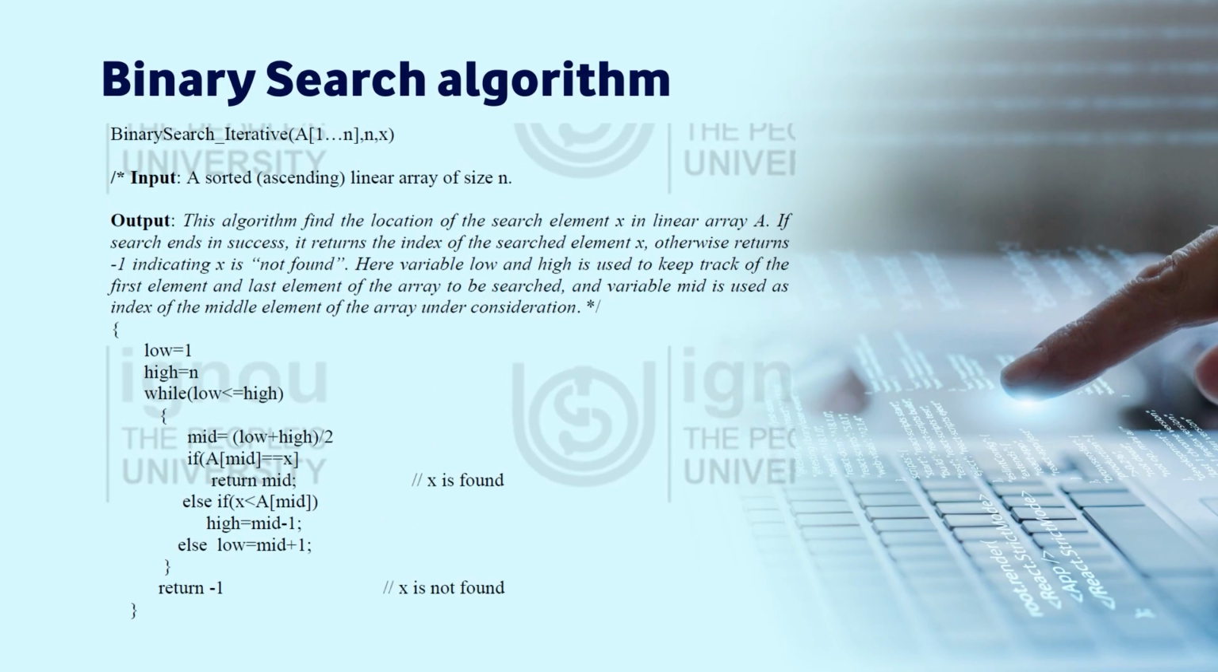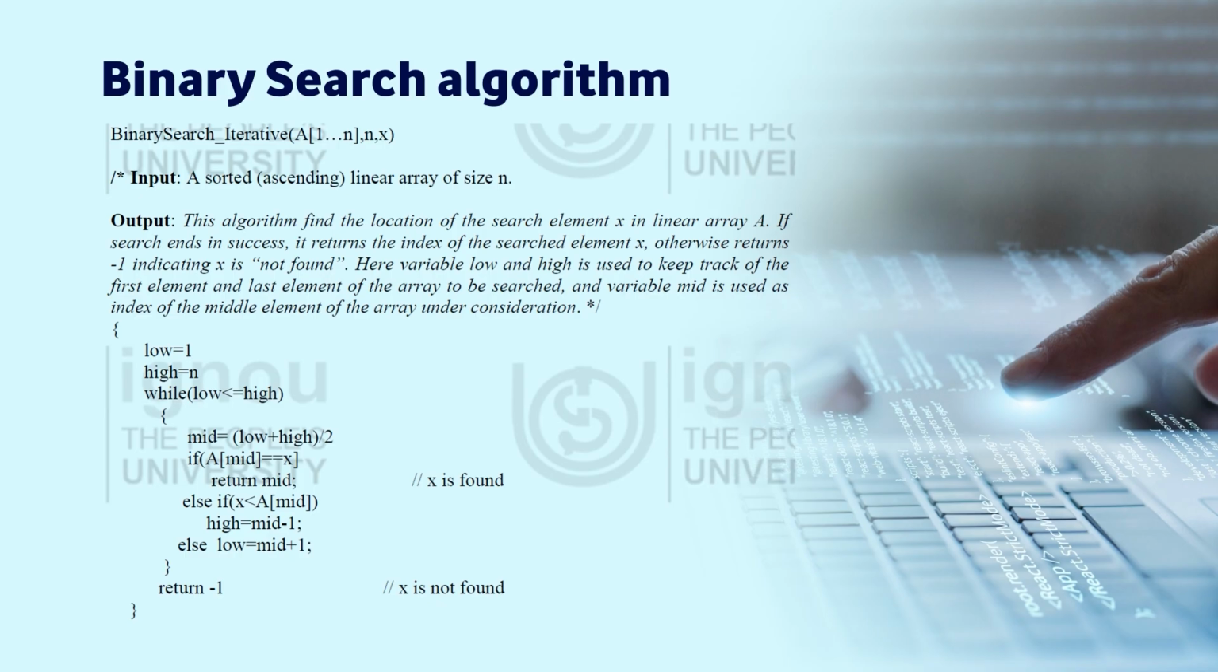Binary search is a very simple algorithm. It basically works on a sorted array, so keep that in mind. If it is sorted, then the binary search algorithm works flawlessly. Another thing is that this algorithm finds the location of the element X in a linear array A. If the search ends in success, it returns the index of the element, otherwise it returns -1, indicating that X is not found. So how does this algorithm work?